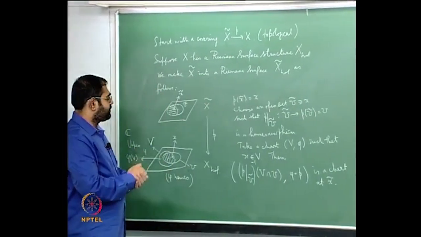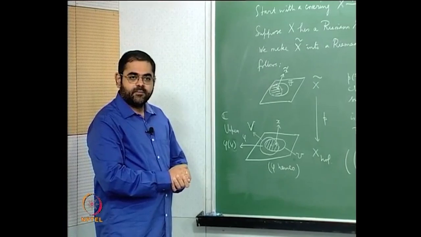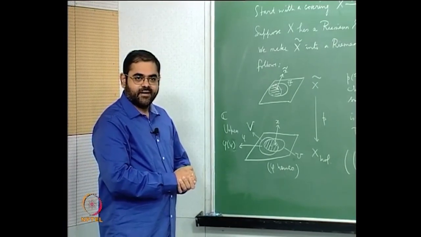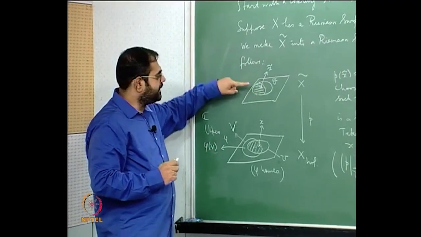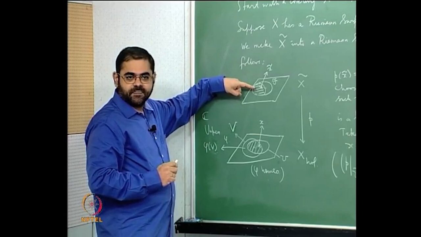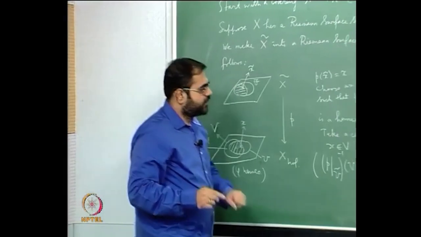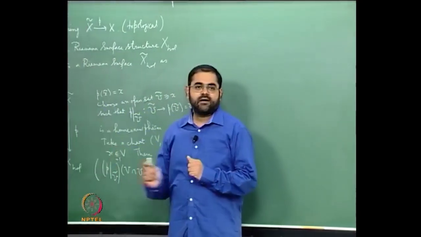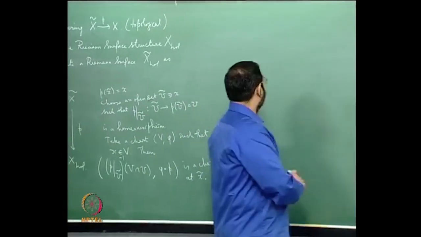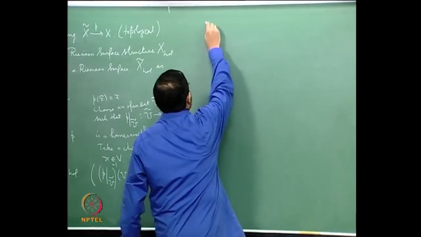Now it's pretty clear that all charts of this type are going to be compatible. The reason is that if you write it out, the transition functions are going to be actually the transition functions for the charts below. And once we know that, then you know that X tilde has a Riemann surface structure, which is what I am going to call X tilde with a subscript hol. So let me write this down.